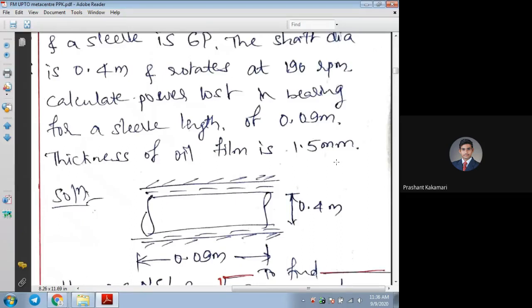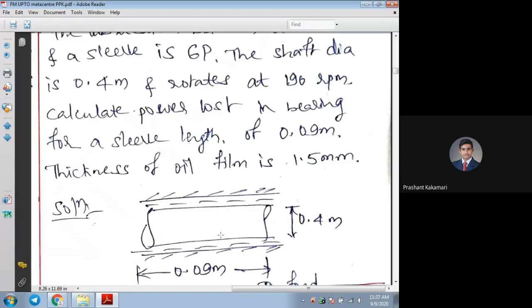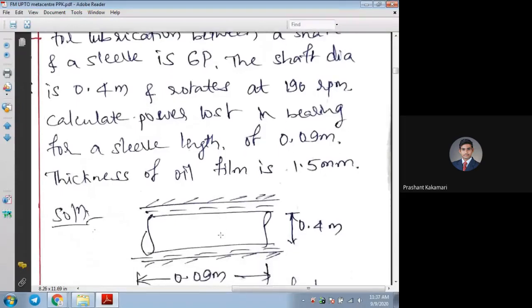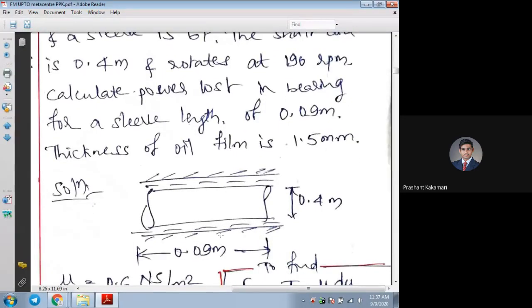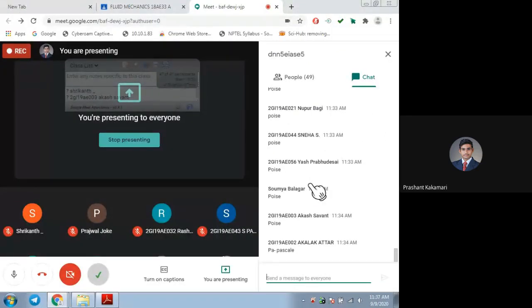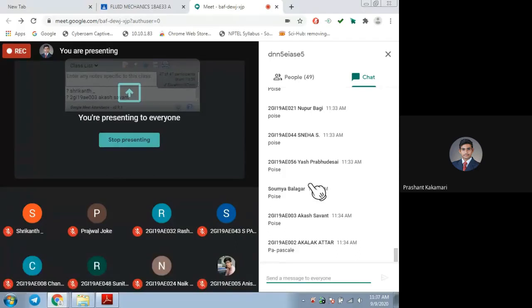The thickness of the oil film means you need to consider it at any one side, either upper side 1.5 or downside 1.5, any one. That is 1.5 mm. So here RPM is given. When they are asking for power loss, we need to use some different formulas. Can anyone recall any relation which relates RPM and power loss? Just try and reply. The relation which relates speed in RPM and the power loss P.